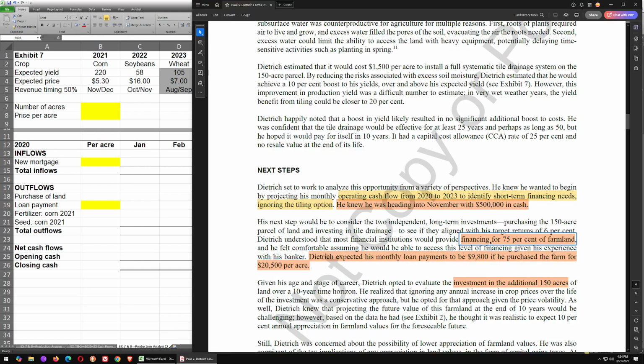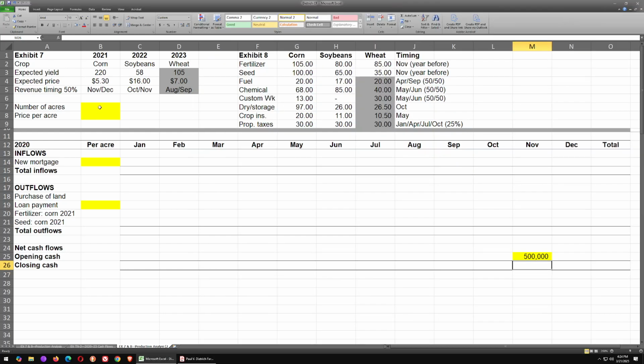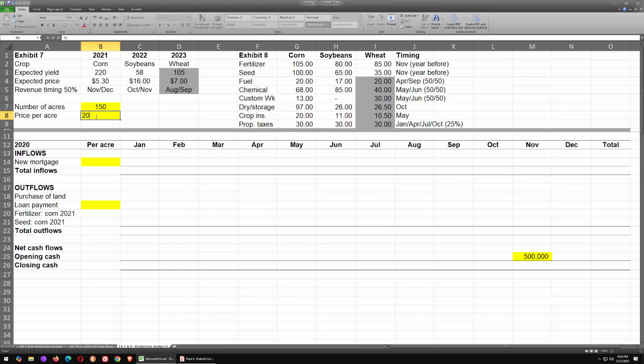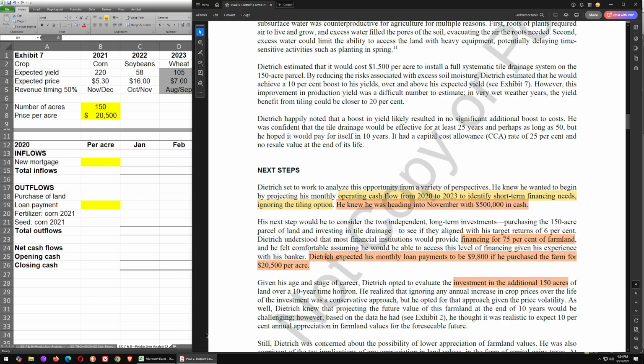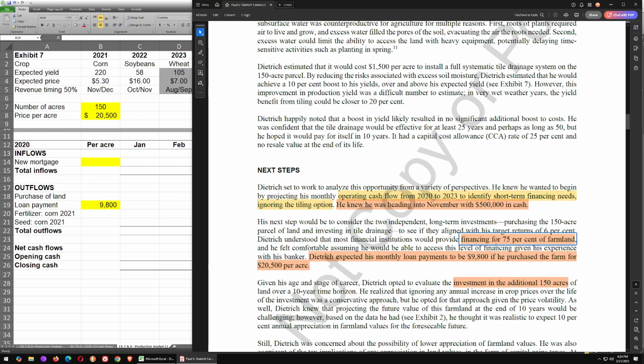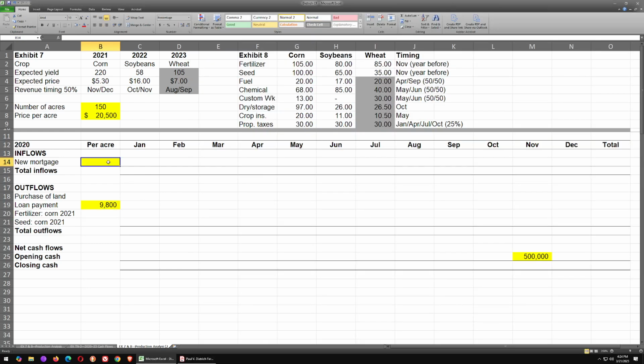And it says financing, he's going to take out a mortgage. He's going to be purchasing the 150 acres. So the number of acres is 150. The price per acre here is, you can see, $20,500 per acre. So we're going to put $20,500 per acre. And Dietrich expects his monthly loan payments to be $9,800. So the loan payment is going to be $9,800. I could have put that up here, but I ended up just putting it right here. And the new mortgage is financing 75% of the farmland. So the mortgage is going to be for 75%.